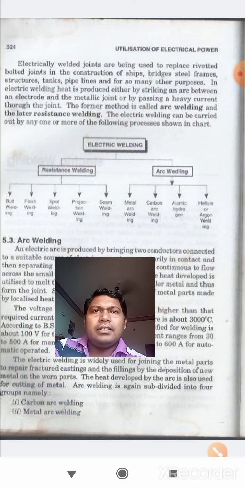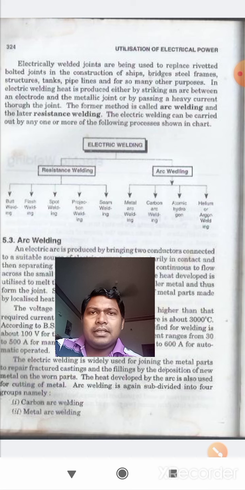In electrical welding, heat is produced either by striking an arc between an electrode and the metallic joint, or by passing a heavy current through the joint. So it is the usual process by which electric heat is produced, and by this heat only we form the joint. Now the former method is called arc welding, and the latter resistance welding.